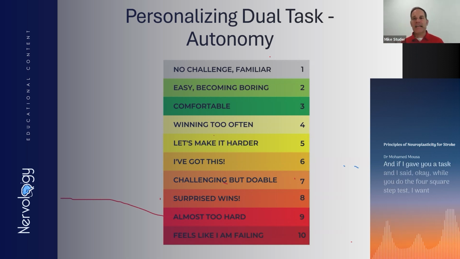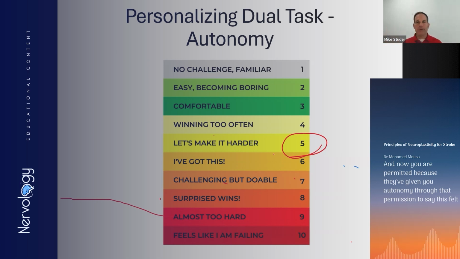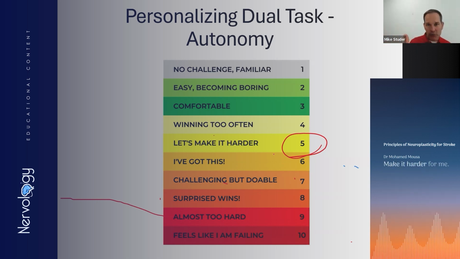And if I gave you a task and I said, okay, while you do the 4-square step test, I want you to name to me many different cities in Egypt, and as many as you can, because that's something that you feel is engaging. Now we've done it, and you tell me how difficult that was. Oh my gosh. Well, I felt I did okay, and I rate that as a 5, and they say, now let's make it harder. And now you are permitted, because they've given you autonomy through that permission, to say, this felt hard, but I want harder. Make it harder for me.